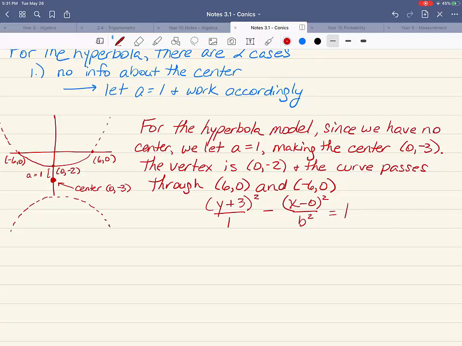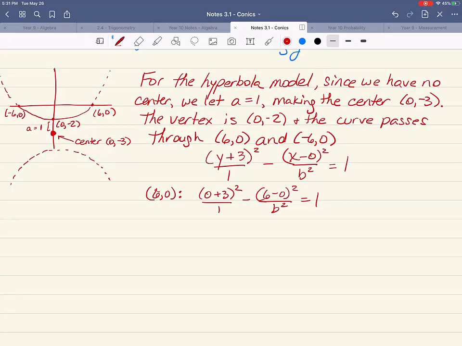We are going to finish this problem the same way we finished the parabola. We're going to take one of the points that we were given, substitute it in, and solve for b. So we're going to write down the point that we're substituting in, and we're going to get 0 plus 3 squared over 1 minus 6 minus 0 squared over b squared equals 1.